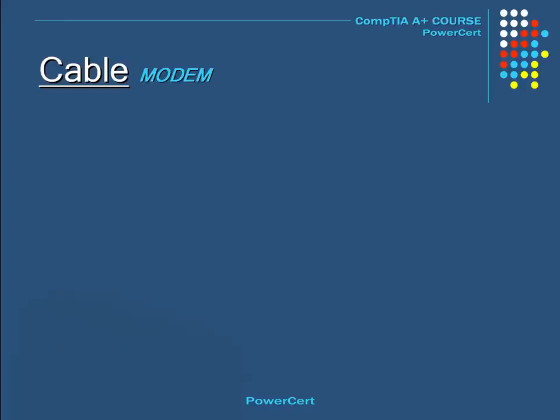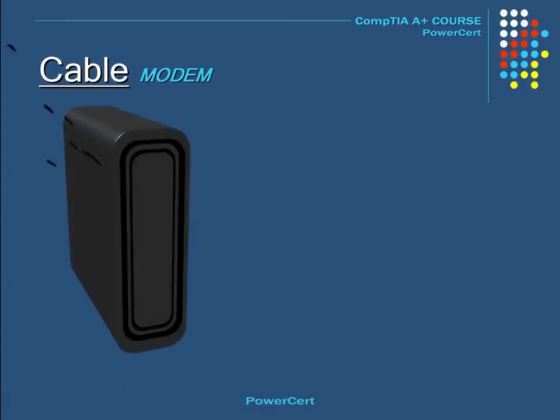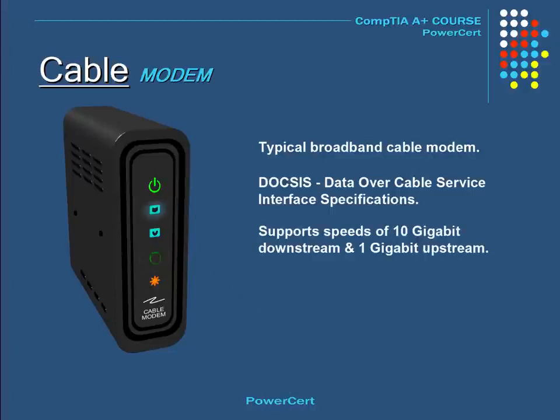Now those of you who have broadband cable internet will recognize this device. And yes, this is your typical DOCSIS cable modem. DOCSIS stands for Data Over Cable Service Interface Specifications. The DOCSIS 3.1 specification supports speeds of 10 gigabit downstream and 1 gigabit upstream. The DOCSIS cable modem handles both incoming and outgoing data signals, including internet, video, and voice.